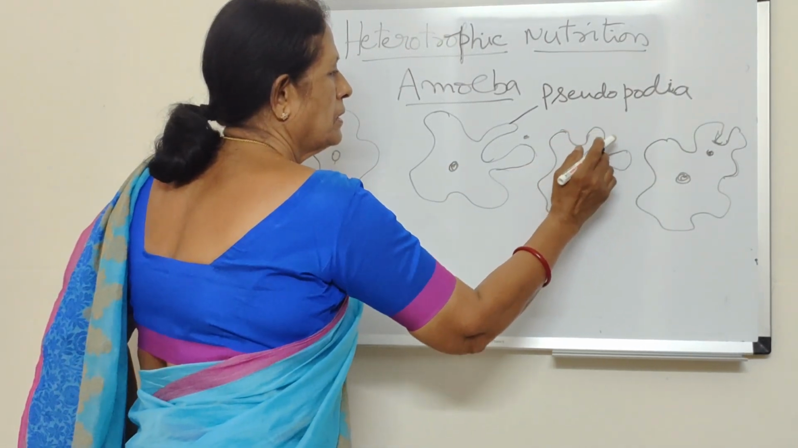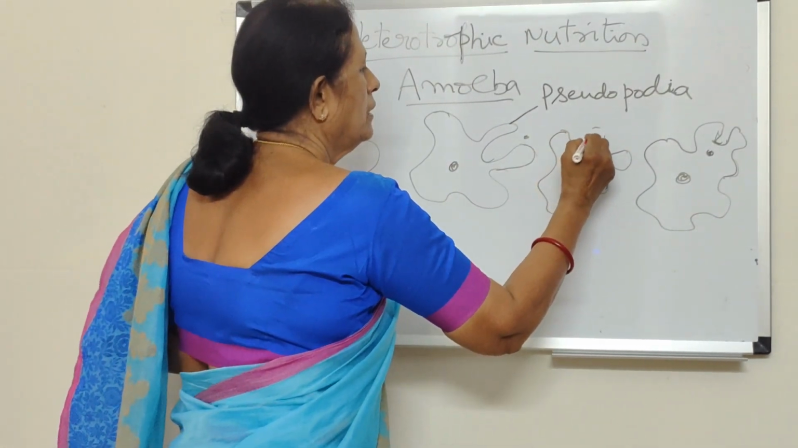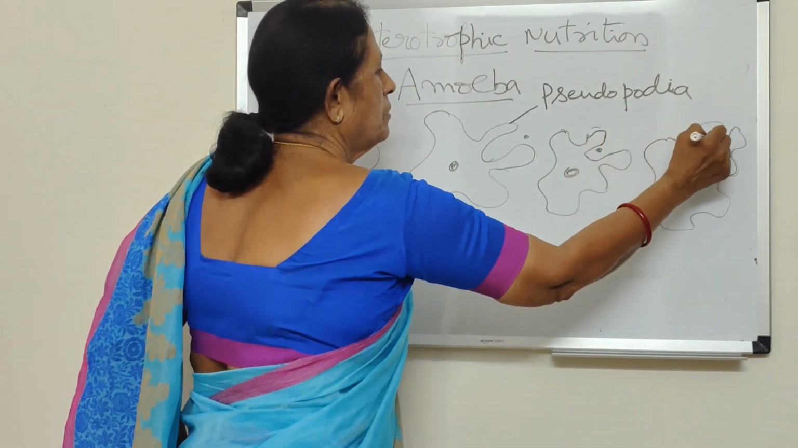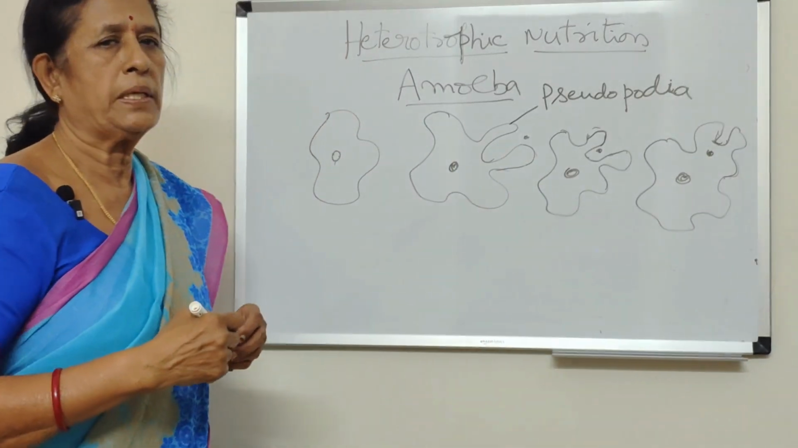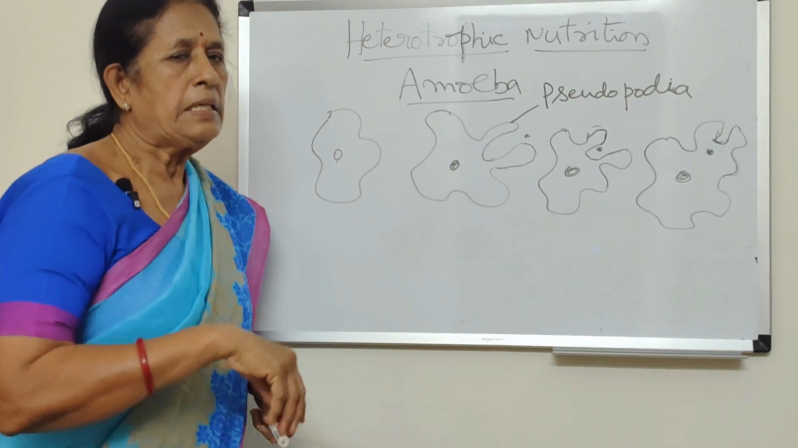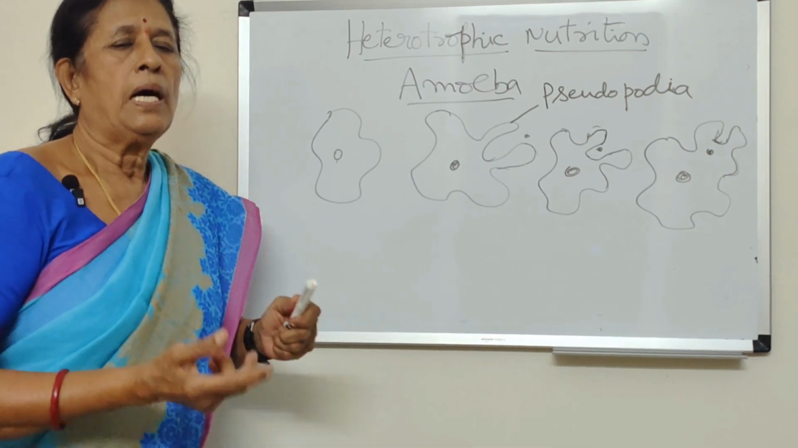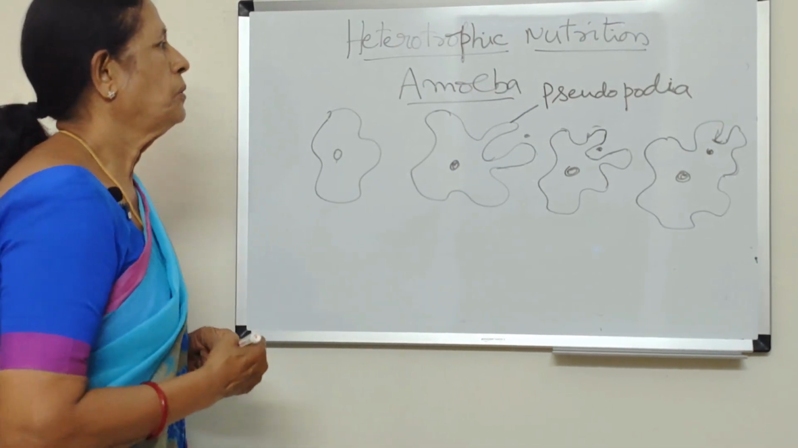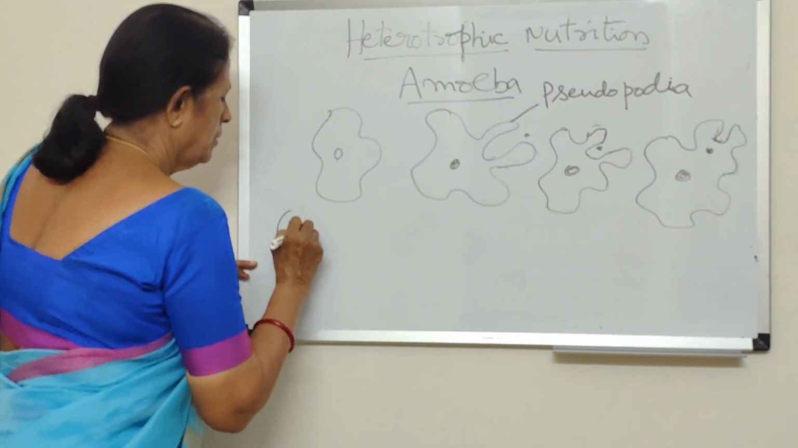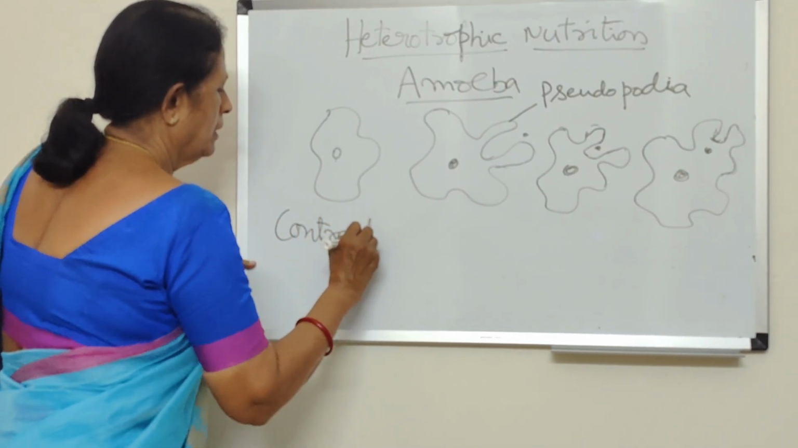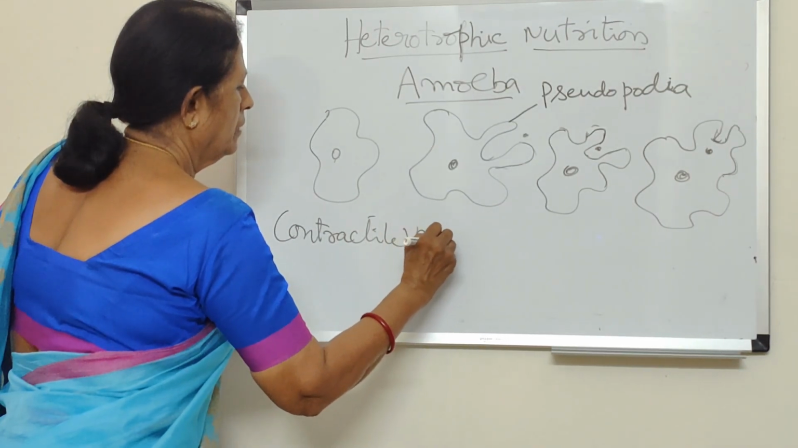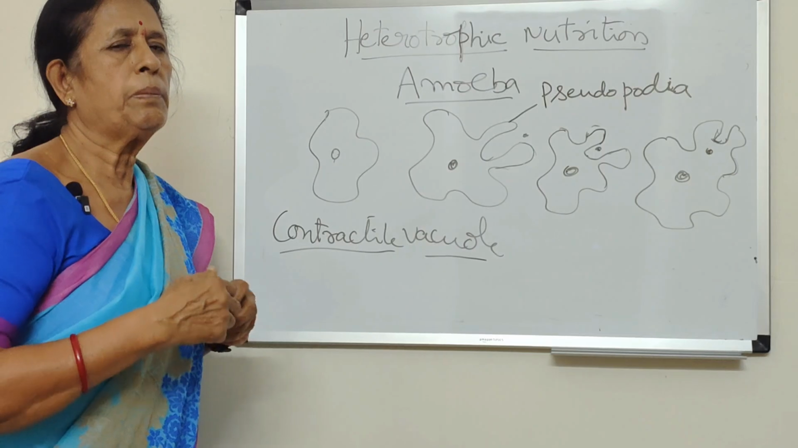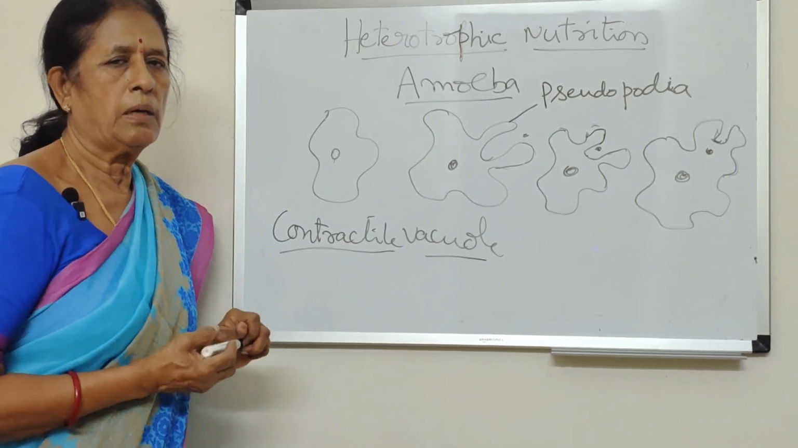It covers the food material throughout, and it engulfs the food material. So with the pseudopodia, it takes in the food material. The food material will get into the body of the amoeba, and then it digests, and the undigested food is eliminated out through the contractile vacuole. So this is a very simple and primitive type of nutrition in amoeba.